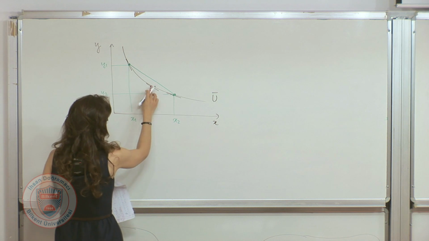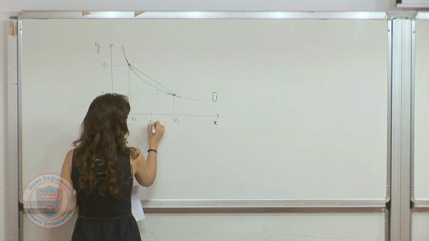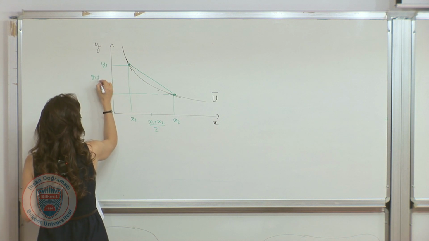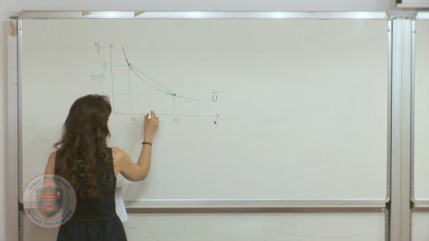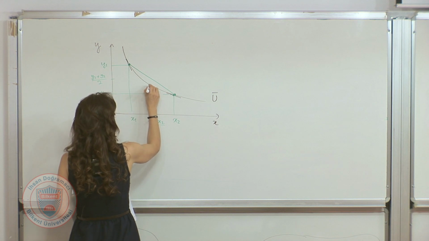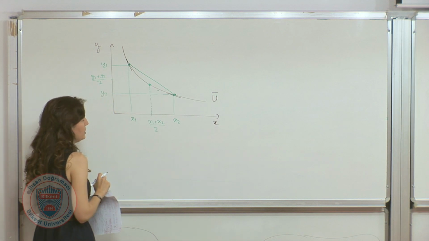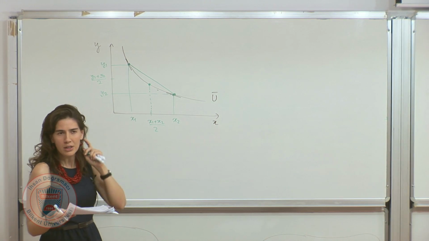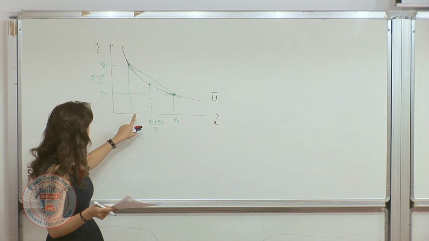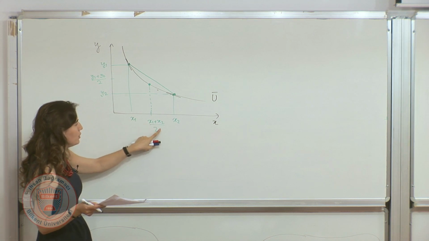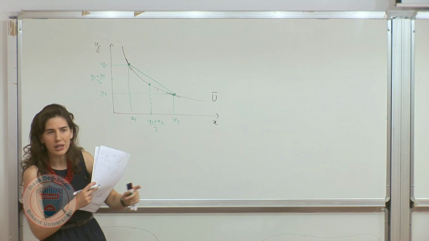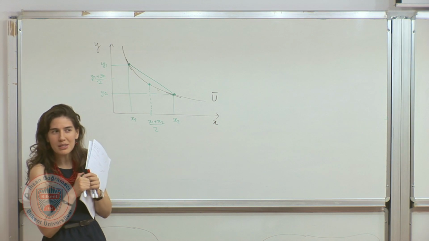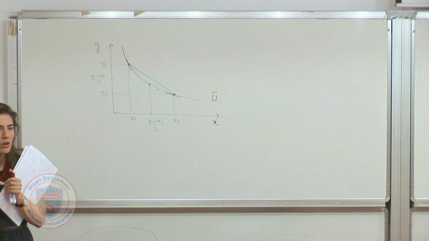Or if you want, let's put it like this. Suppose you have x1 plus x2 over 2 here, which is a convex one, and y1 plus y2 over 2 here, right? It says that the value of this convex combination, right? So what does it say? If you have some sort of a mix in between, okay, then what does it say? It says that it gives more utility or less utility.